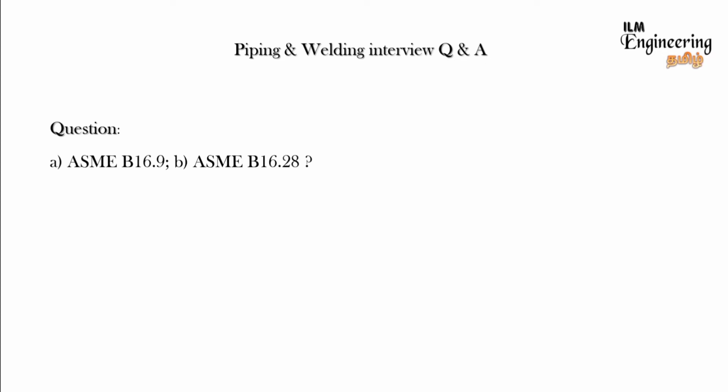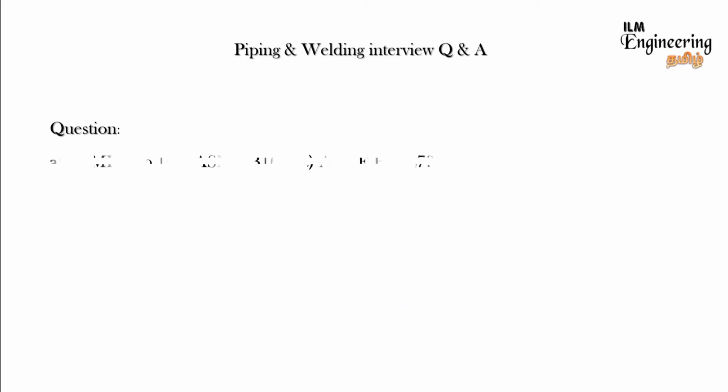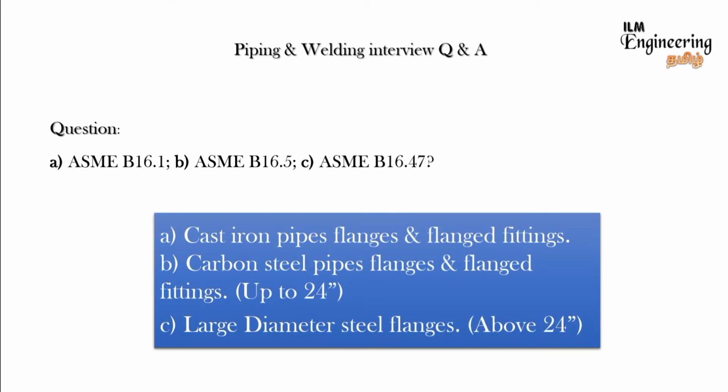ASME B16.9 and ASME B16.28. ASME B16.9 Steel butt welding fittings. ASME B16.28 butt welded short radius elbow and return bends. ASME B16.1, ASME B16.5 and ASME B16.47. ASME B16.1 Cast iron pipes, flanges and flange fittings.